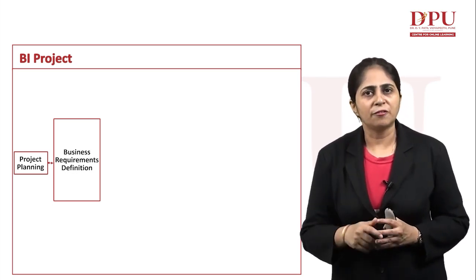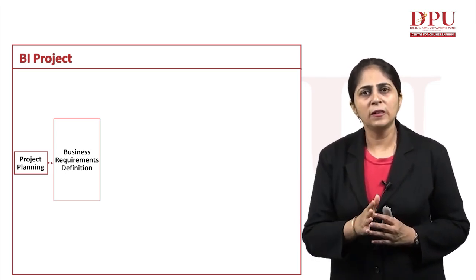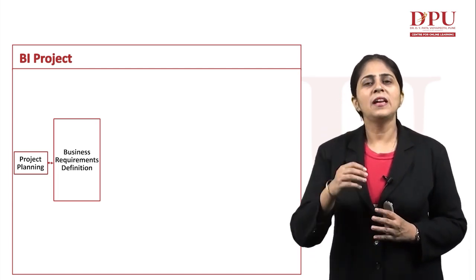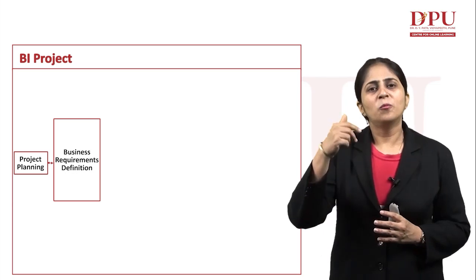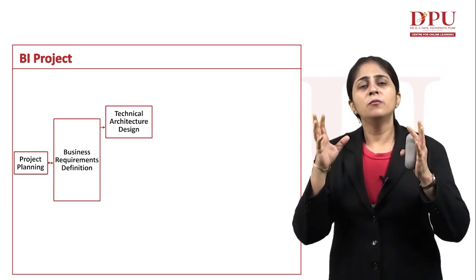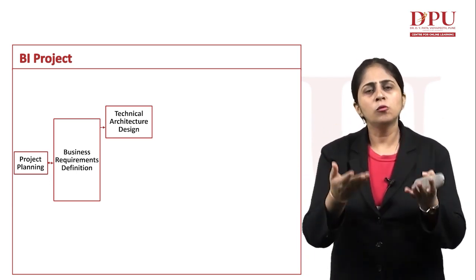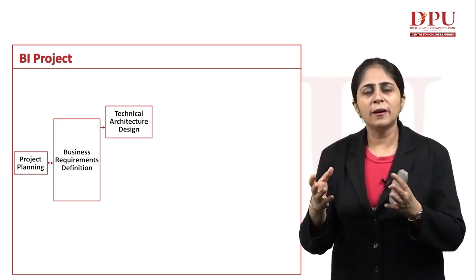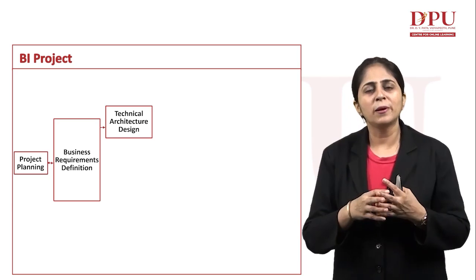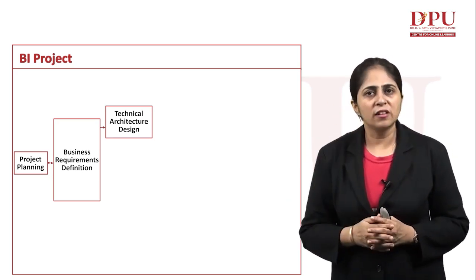After the definition part is done, what do we need to do? We need to design our system. So we have three phases here. The first is technical architecture design, where we will design the whole technical architecture: what tools we have, what requirements, what platform we are going to use, and which language we are going to implement our project in. So all the technical architecture design would be done.